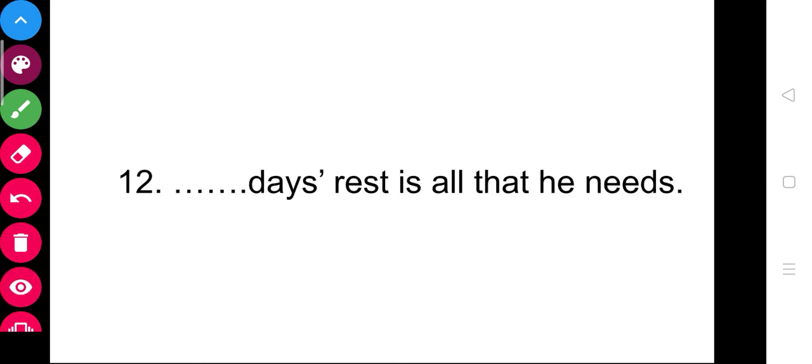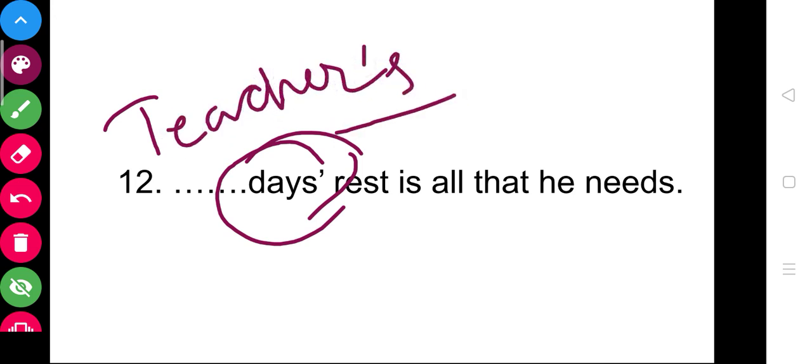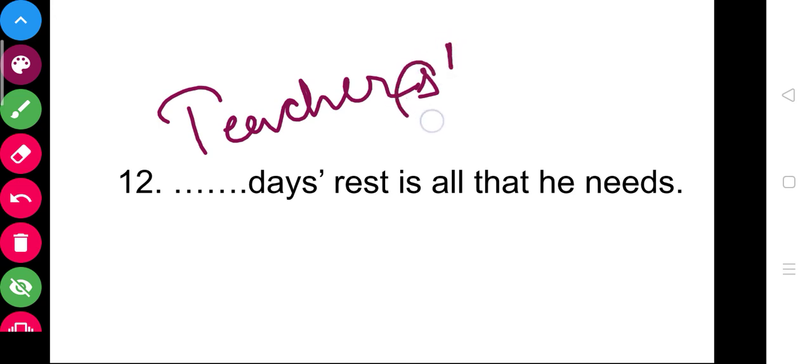Next is the last one, the 12th one for this exercise. What would be the reply for this one? Let me explain this first of all. Usually when students make the Teachers' Day card, they write Teachers' Day. When we want to particularize one particular teacher, we can use it. That's not a wrong thing. But when we want to dedicate that to all the teachers at the same time, we have to write this, because s is there at last.